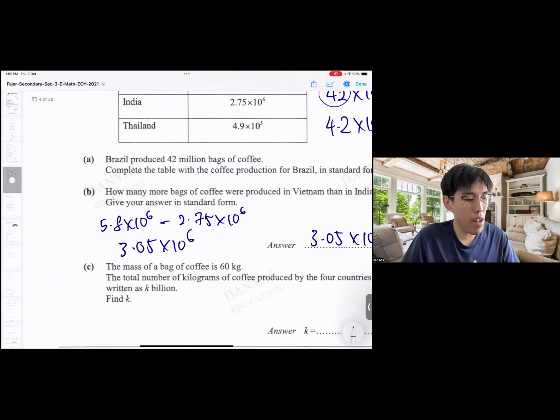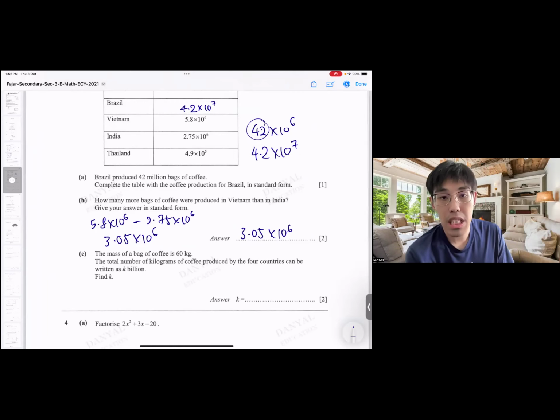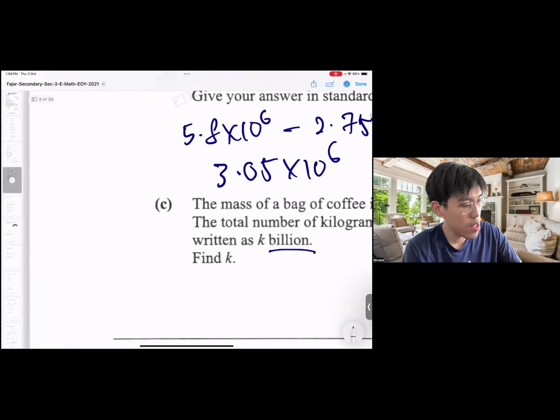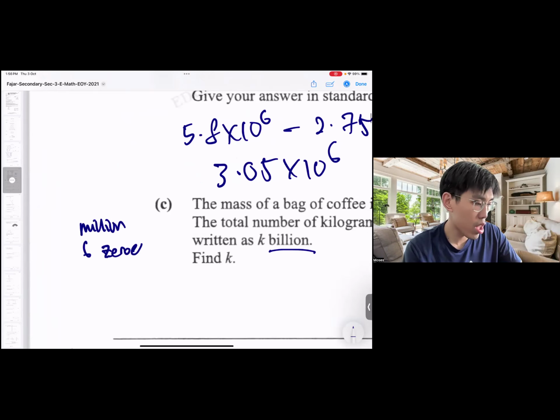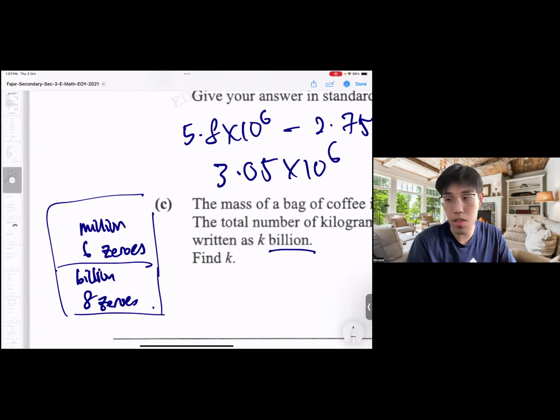The mass of a bag of coffee is 60. Find the number of kilograms of coffee produced by all 4 countries, written as K billion. Okay, K billion. Billion is how many? This one we must know. Okay, million is 6 zeros. Billion is 8 zeros. Okay, this one quite important.